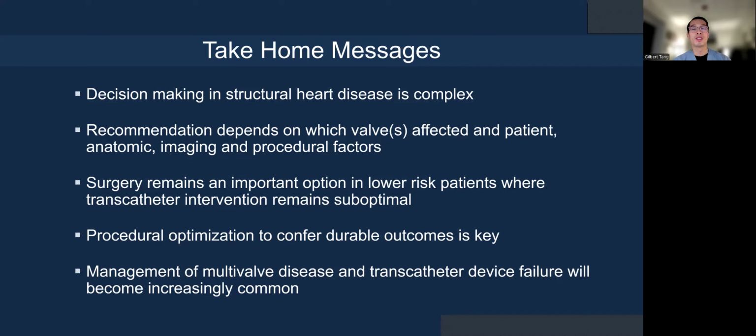So the final take-home messages of this lecture are that decision-making in structural heart disease is complex. Recommendations really depend on which valves are affected and on patient, anatomic, imaging, and procedural factors. Surgery remains an important option in low-risk patients where transcatheter intervention remains suboptimal, and this requires heart team discussion. Procedural optimization to confer durable outcomes is key in all different interventions. And finally, the management of multivalve disease and transcatheter device failure, in my opinion, will become increasingly common.